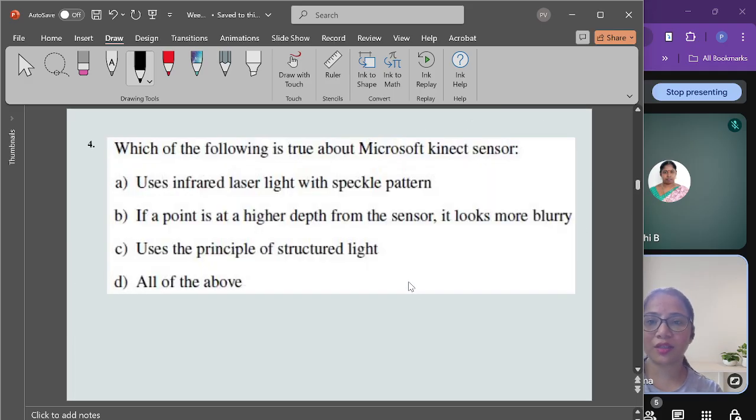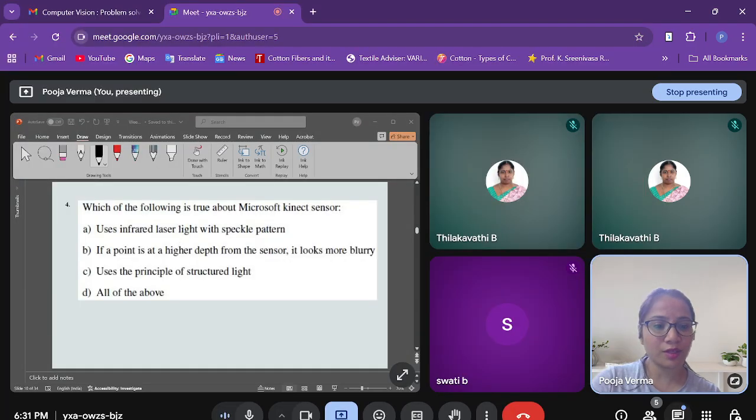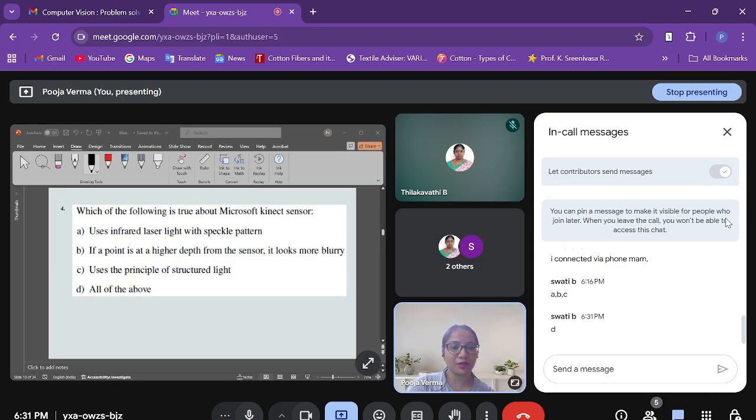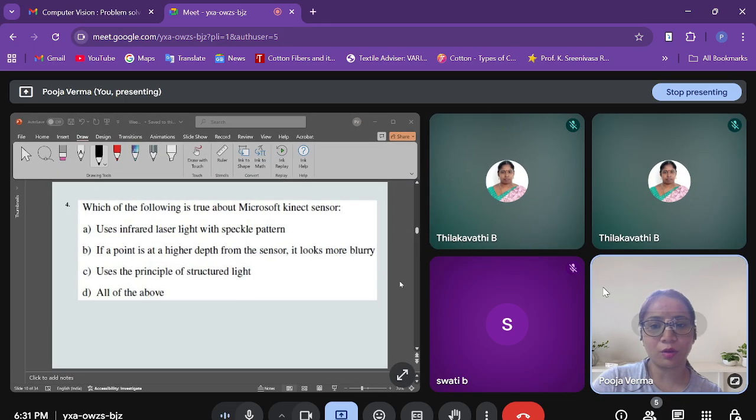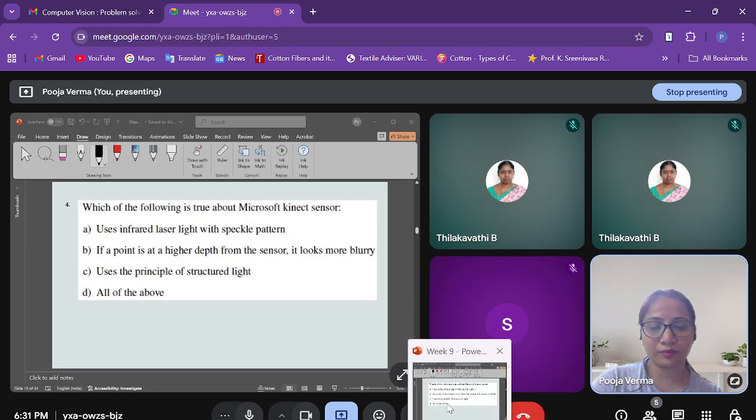Our next question is, which of the following is true about Microsoft Kinect sensor? Option A, uses infrared laser light with the speckle pattern. Option B, if a point is at a higher depth from the sensor, it looks more blurry. Option C, uses the principle of structured light. Option D, all of the above. Someone has already answered, I think. Yeah, correct. Option D is the correct answer for this question.